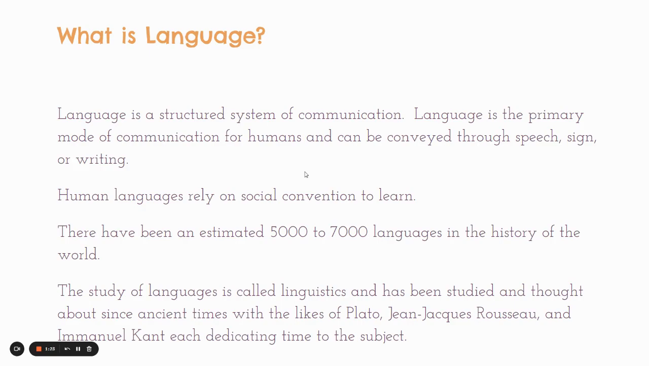There's been an estimated 5,000 to 7,000 languages in the history of the world, which is kind of crazy to think about, right? Think about all the billions and billions of people who have existed. They've only spoken 5 to 7,000 languages. The study of language is called linguistics, and it's been studied and thought about since ancient times with the likes of Plato, Jean-Jacques Rousseau, and Immanuel Kant, each dedicating some time to the subject. Those philosophers talk and think about so many different things, but they all have thought about linguistics, which is kind of cool. It's one of the things that great minds have always thought about.